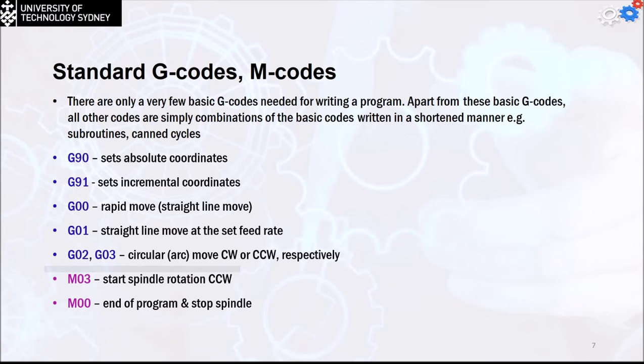The G00 means we are going to have a rapid move for the cutting tool, and usually it's going to be a straight line movement but without doing any cutting.